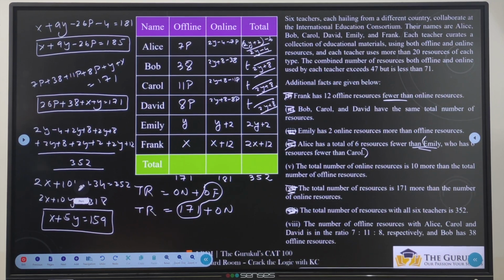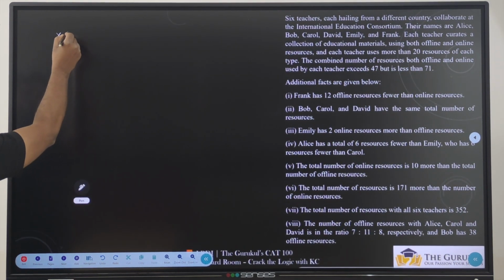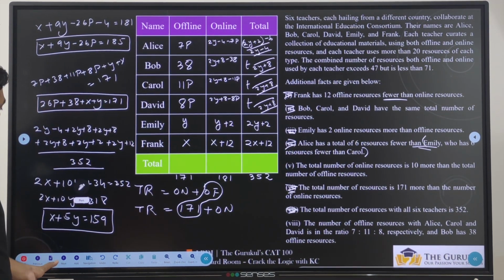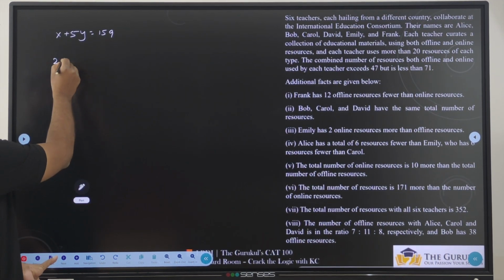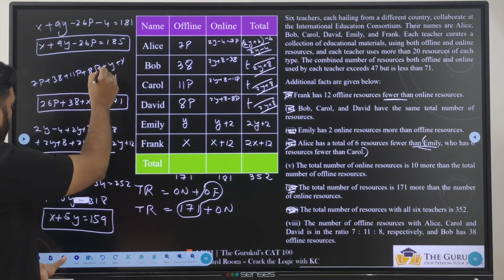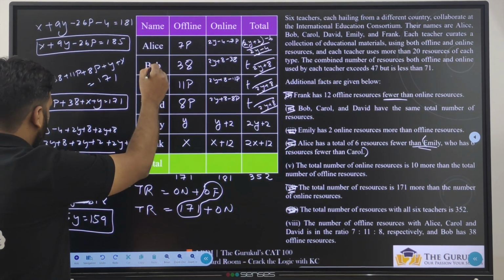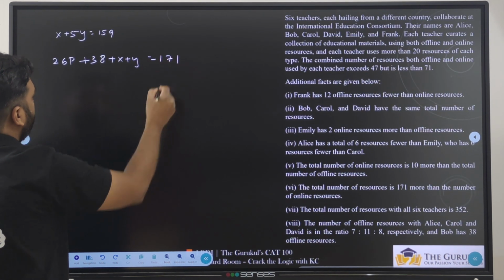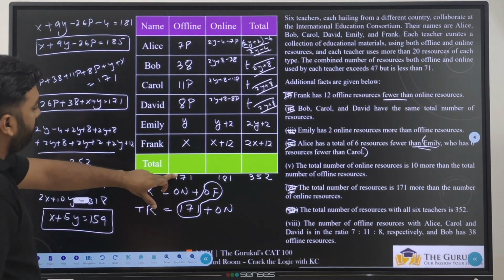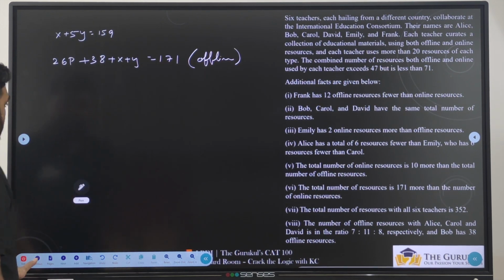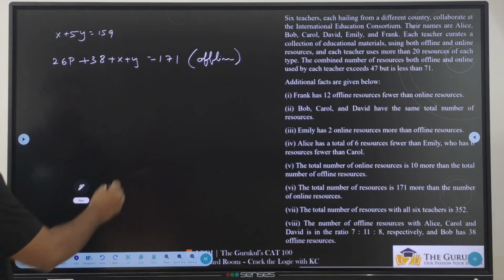Okay, so we have three equations. Using these three equations, we need to calculate x values, y values and p values. Perfect. So x plus 5y is equal to 159. This is one equation. And another equation, 26p plus 38 plus x plus y is equal to 171. This is your equation for offline. Okay, and this equation we are getting with total.